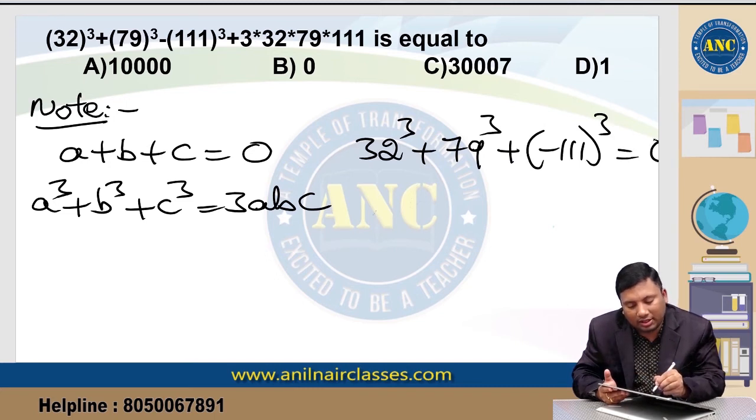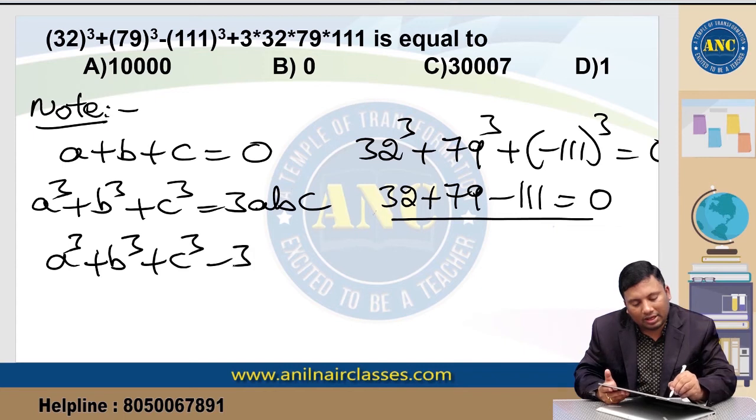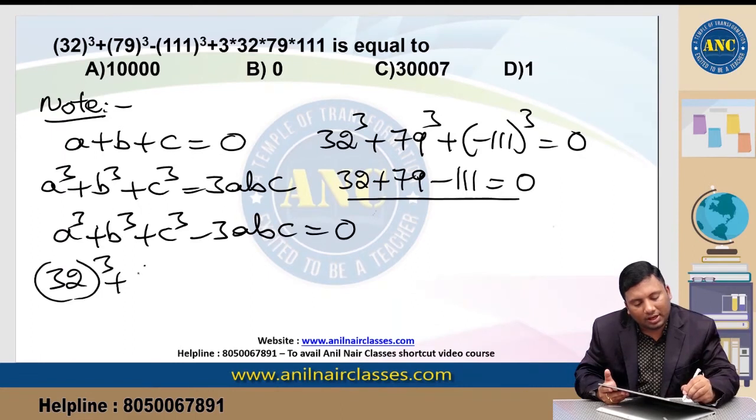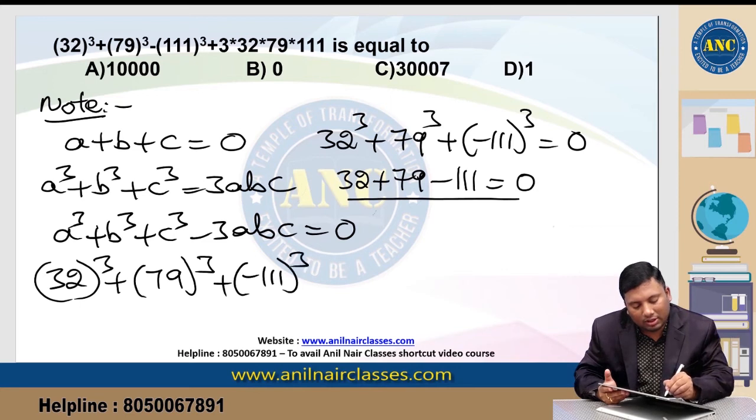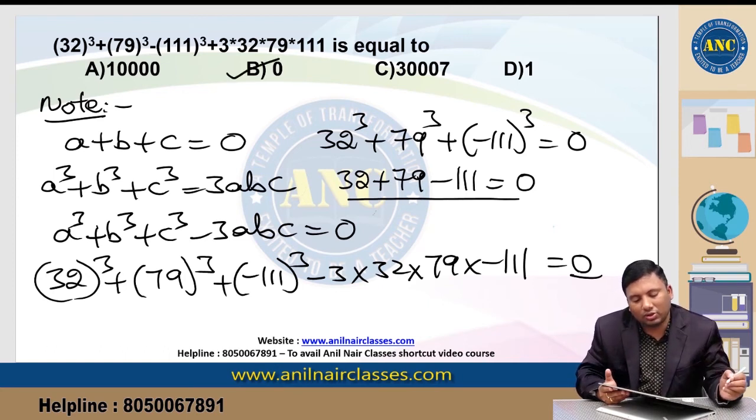So it is nothing but 32 plus 79 minus 111. So answer is nothing but 0. Right? So a cube plus b cube plus c cube minus 3abc is 0. If I use this, 32 cube plus 79 cube, c cube is minus 111 whole cube, minus 3 into 32 into 79 into minus 111. These are nothing but 0. Answer should be 0. I hope it is clear.